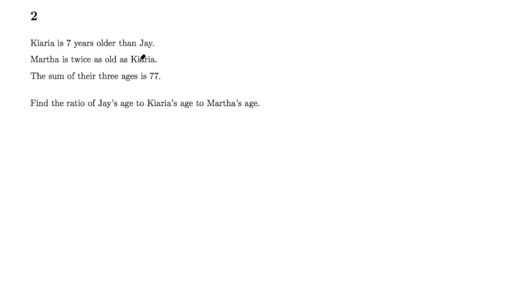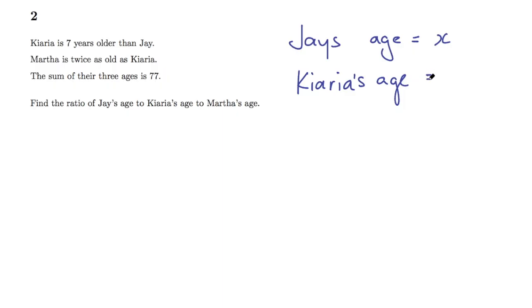Usually when you're given statements with relationships, you need to use algebra in order to relate those things. So we can say that Jay's age, we can give it a value such as x, and then we can say Kiara's age is 7 years older than Jay, so that's going to be x plus 7, and then Martha's age is twice as old as Kiara.